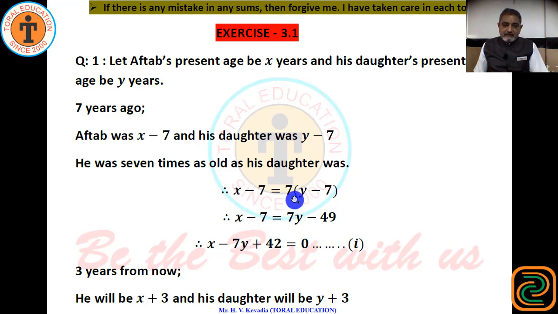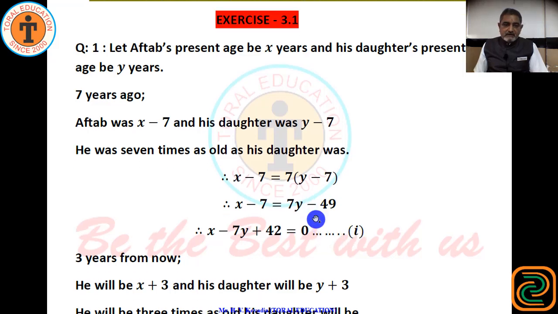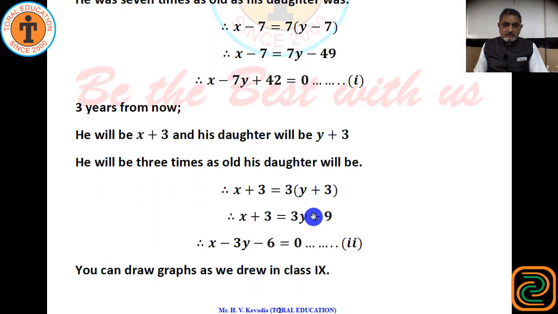x minus 7 equals 7y minus 49, 7 sevens are 49. Now y will go there, that is x minus 7y, and 49 is here, then it is plus 49 minus 7. What will happen? It is 42. x minus 7y plus 42 equals 0. This is in standard form. This is equation number 1. Now we will take equation number 2.